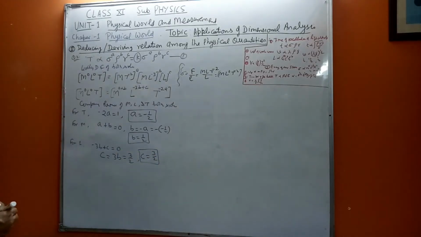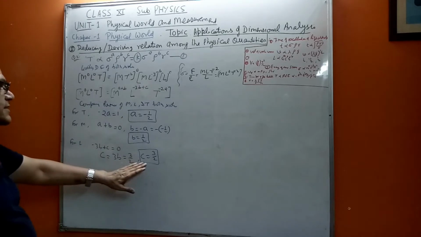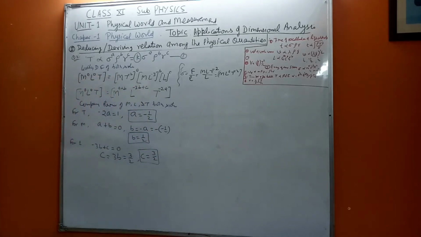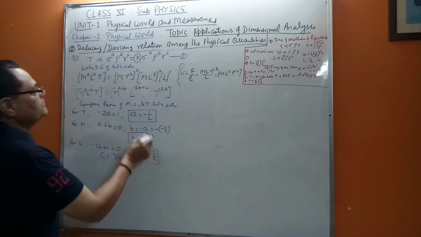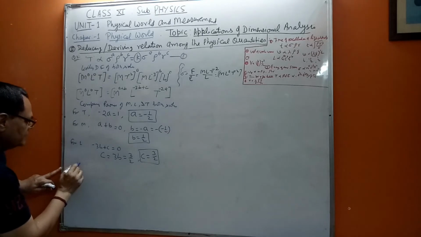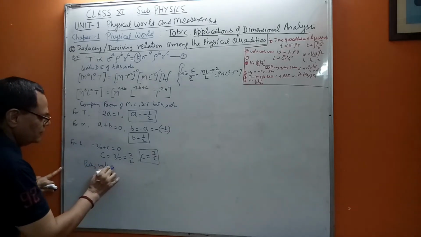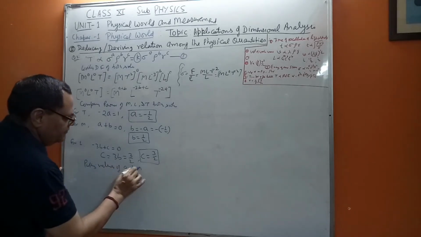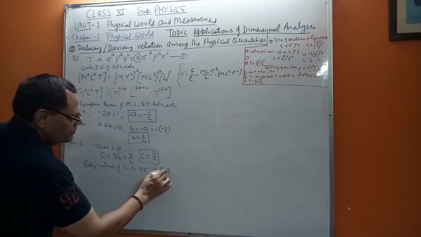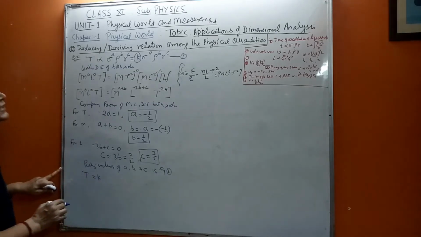Once we know these values of A, B and C, it will be very easy for us to write down the final relation. So these ABC values we will put in the relation. So we can say, substituting the values of A, B and C in equation 1, you will get the relation T is equal to this constant K.